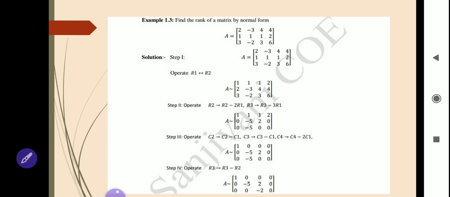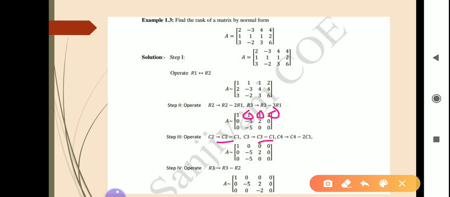ओके, अब देखो फर्स्ट डायगोनल एलिमेंट के नीचे वाले 0 हो गए, अभी हम साइड के 0 करने हैं, साइड के 0 करने के लिए यूज कॉलम ऑपरेशन. मीन्स वी हैव टू मेक दिस साइड 1, दिस वन इज 0, दिस वन इज 0, देन दिस वन इज 0 एंड दिस 2, इसको हमें 0 करना है. सो फॉर दैट वी वुड यूज C2 minus C1, C3 minus C1, C4 minus 2 C1.